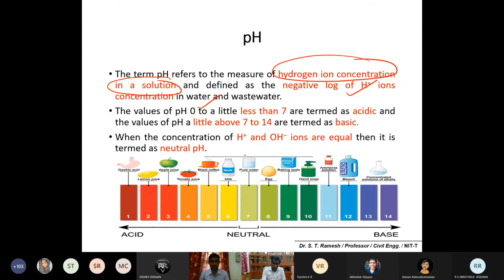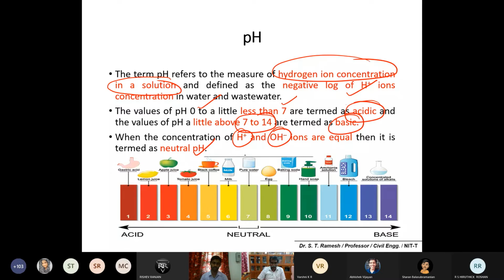Less than 7, you can call it the acidic range, and greater than 7, you can call it the basic range. That means 0 to 7, you can term as acidic, and 7 to 14, you can term as basic. And if the concentrations of hydrogen ions as well as hydroxyl ions are equal, that is termed neutral pH. Please make a note of that. So 3 points we discussed.